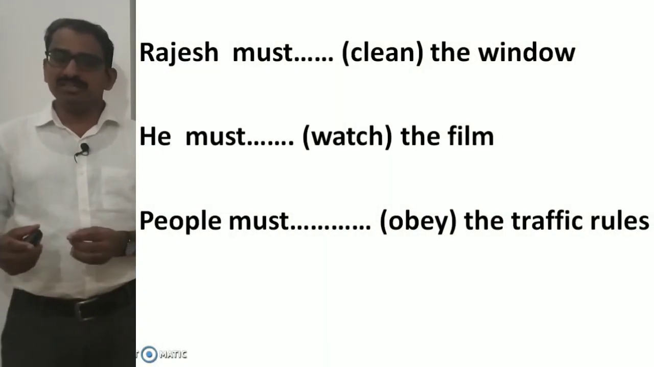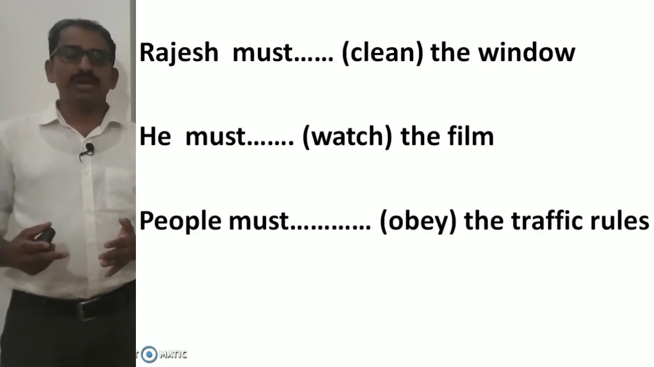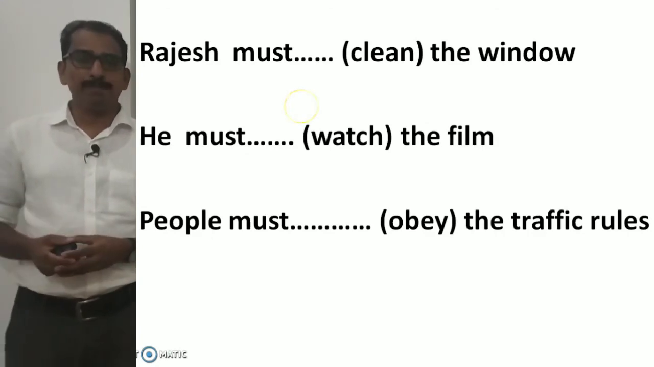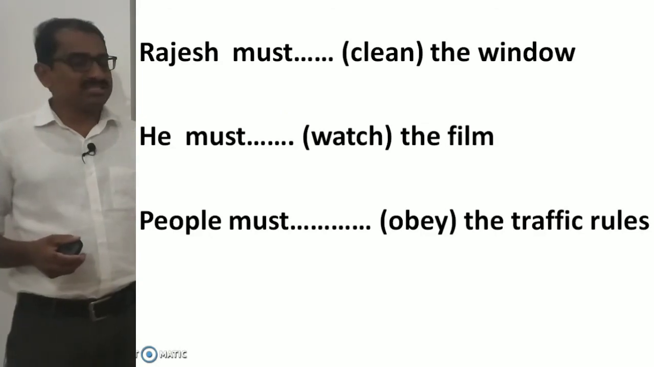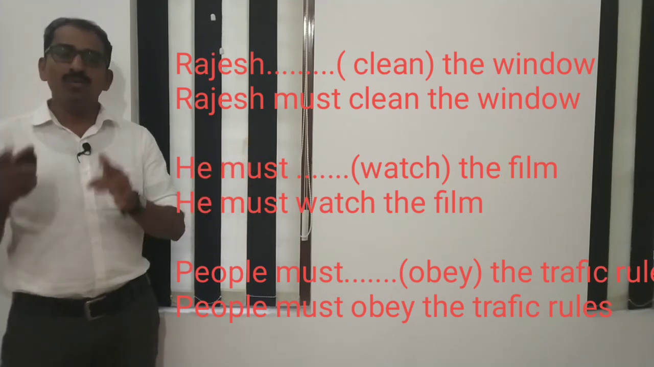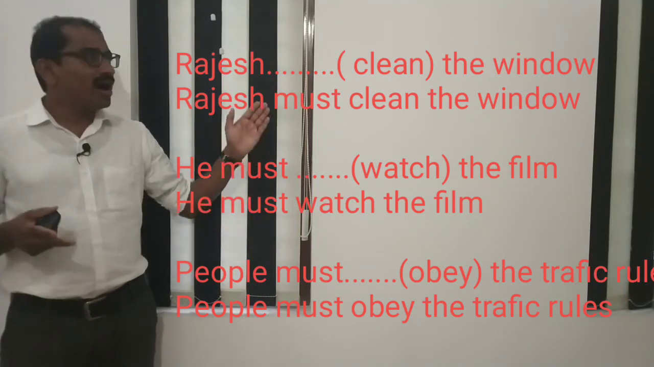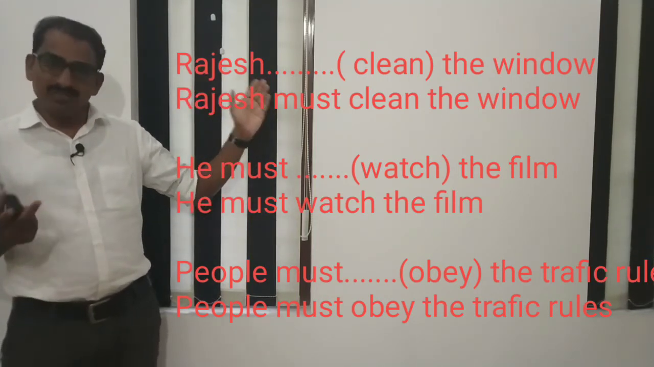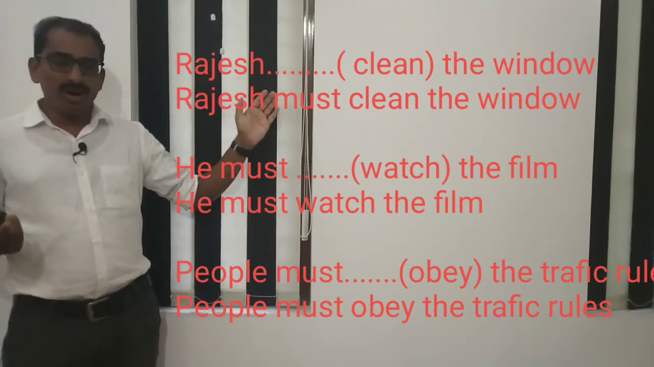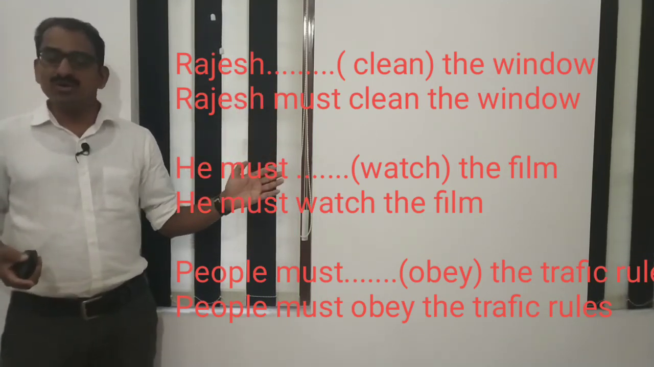Likewise, then look at here. Rajesh must dash clean the window. He must dash watch the film. People must dash obey the traffic rules. How will be the answer? Surely we have to use the verb that is given in bracket, V1, and take it into the dash position. Rajesh must clean the window. He must watch the film. Then people must obey the traffic rules.